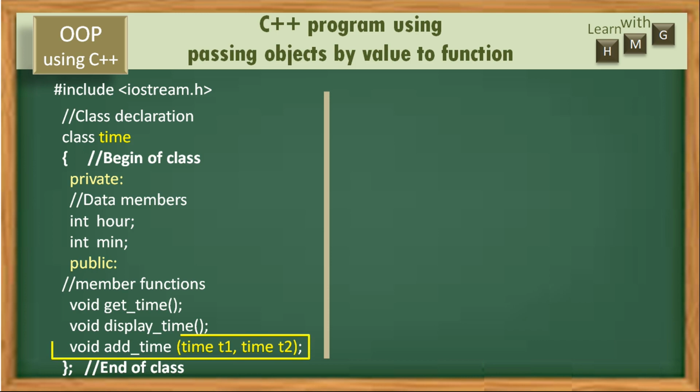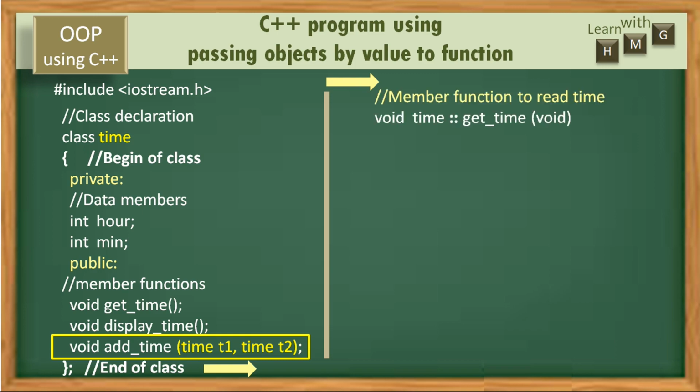So here addTime is the member function to which 2 objects are passed by value. As there is no address operator used in the argument list, it is said that it is passed by value. So the member function with objects passed by value. Now let us go for all 3 member function definitions one by one.